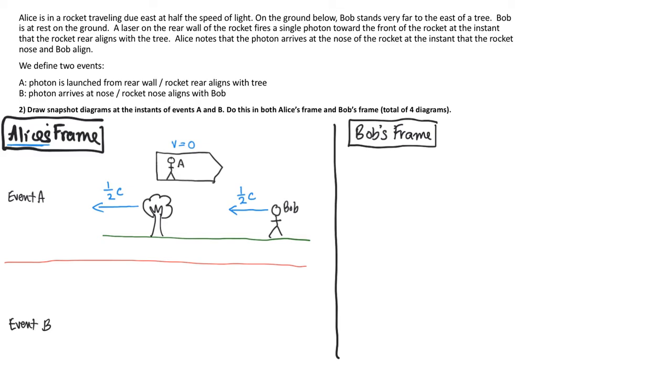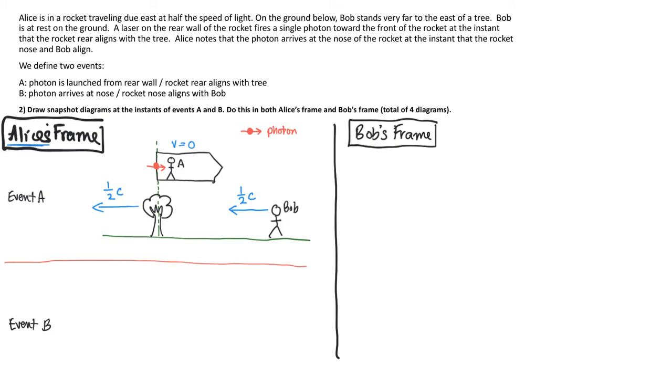And just to be super clear, we're drawing this instant where the rear of the rocket aligns with the tree, so I'll indicate that with a dotted line. At this instant, we release a photon from the rear wall shooting towards the nose. We're going to use this symbol a lot. A dot and an arrow represents an object that's moving, usually a photon. Our photon diagram will just be a dot with an arrow through it, the arrow indicating the direction the photon's moving.